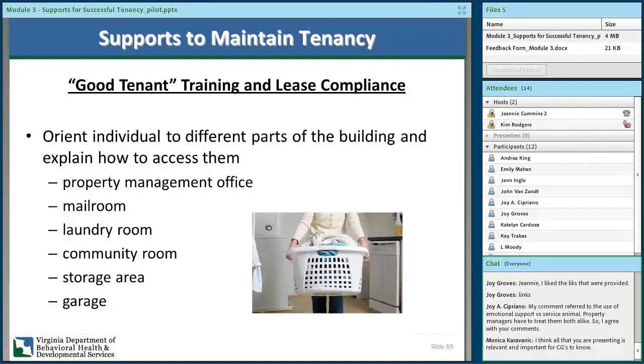Some areas may require the individual to have another key, fob, or card to access them, such as a mailbox or a storage unit. If so, explain how to use these devices to gain access to these areas.